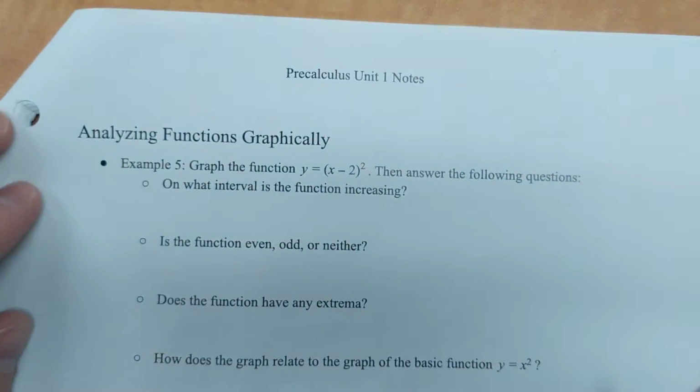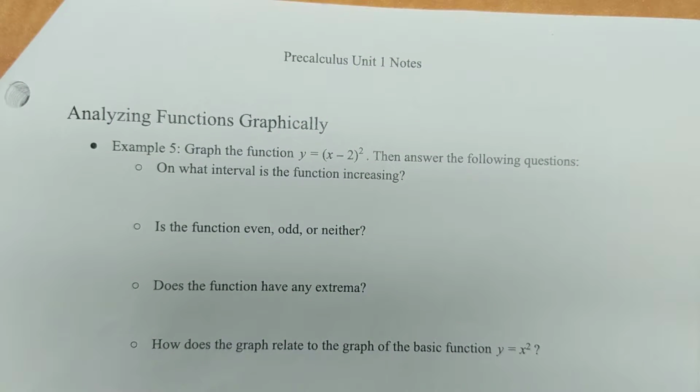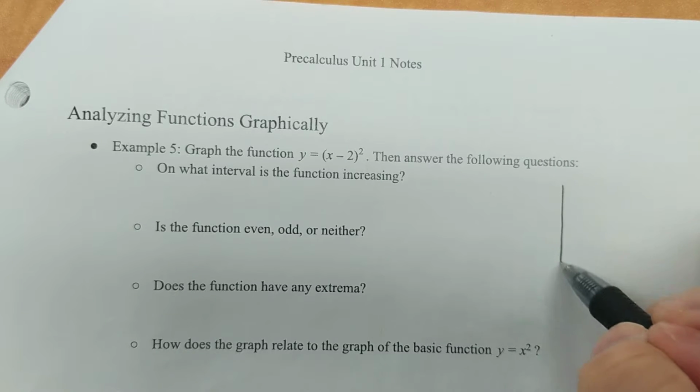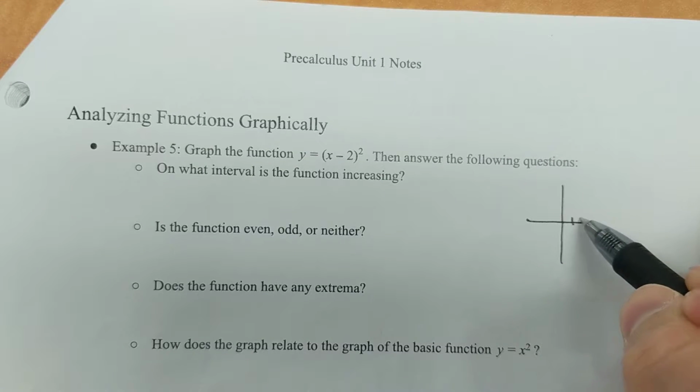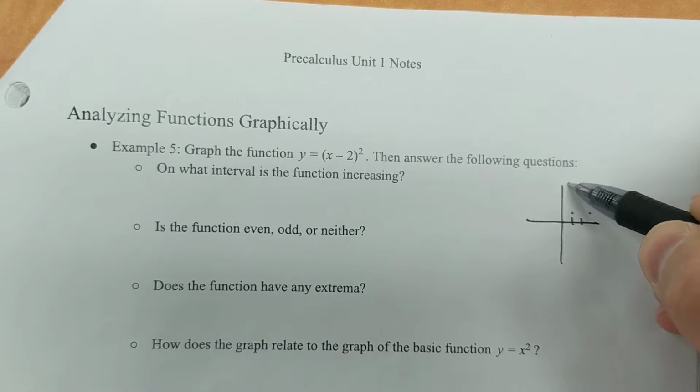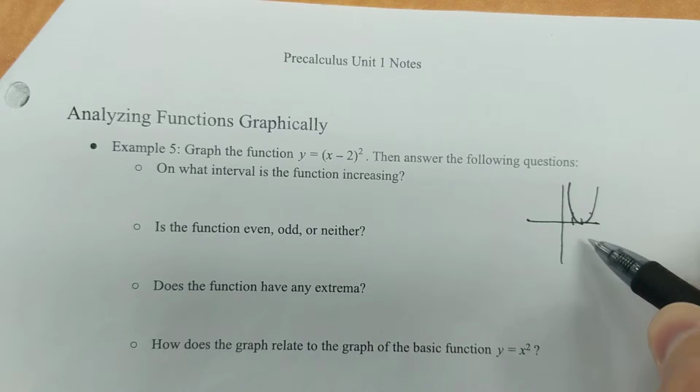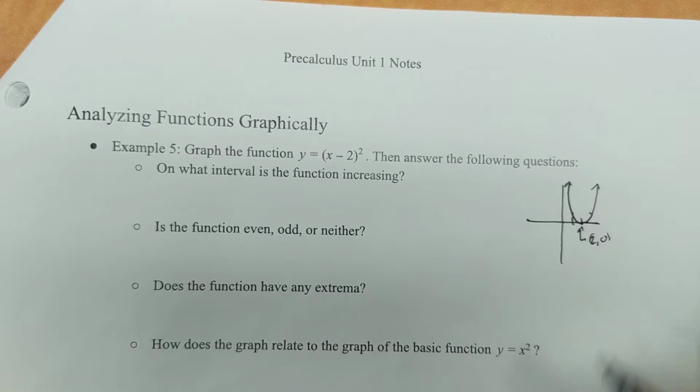All right, so let's see here. It says graph the function y equals (x minus 2) squared, then answer the following questions. So real briefly, that bottom point there is at (2, 0). It's a parabola opening up.